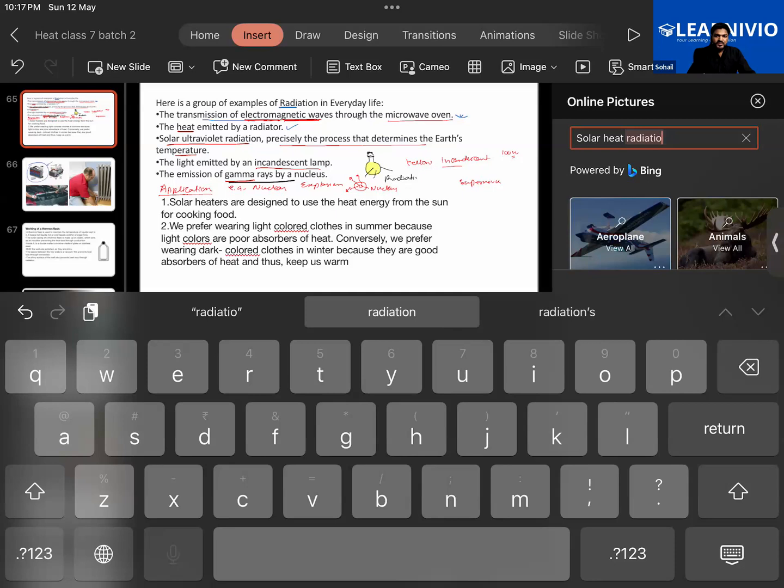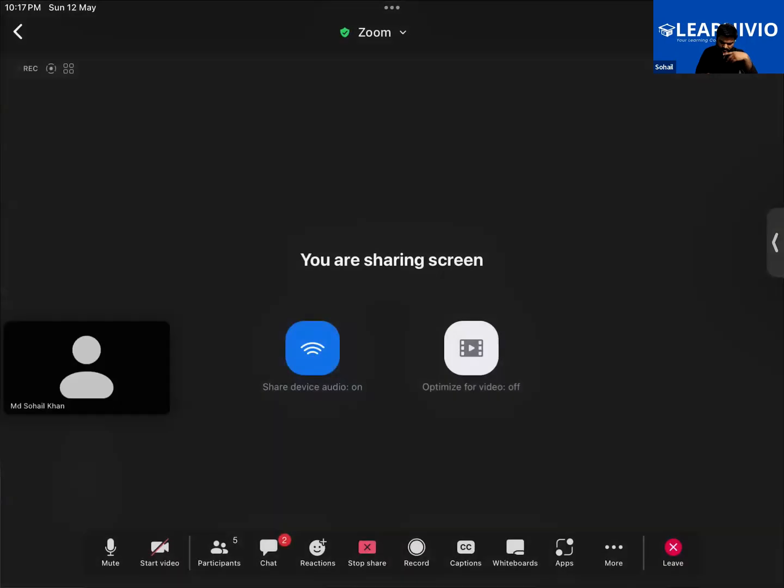Okay, now the concept of radiation is applied in a solar cooker. A solar cooker is simply collecting the heat from the sun. It traps the sun's heat, and that's why, as I said, it is usually colored black, because black color is a good absorber of heat. So it is designed in such a manner that it will trap the heat from the sun and thereby keep the food warm.